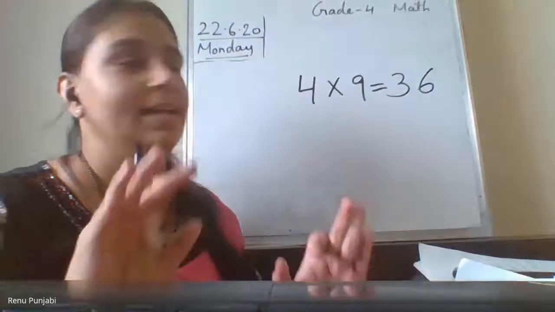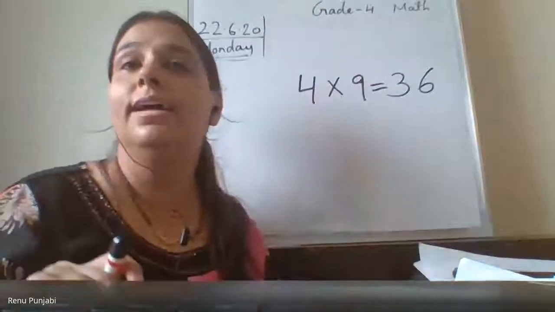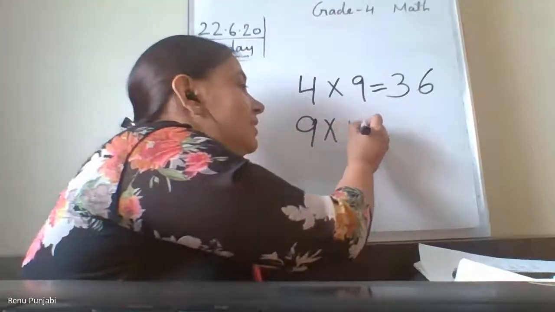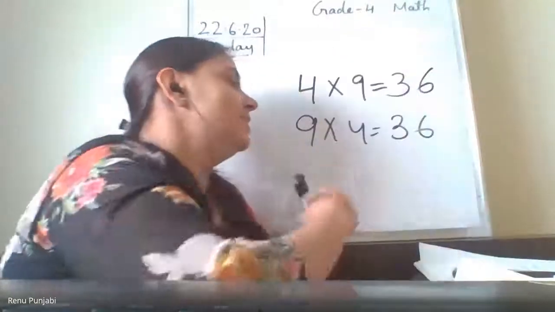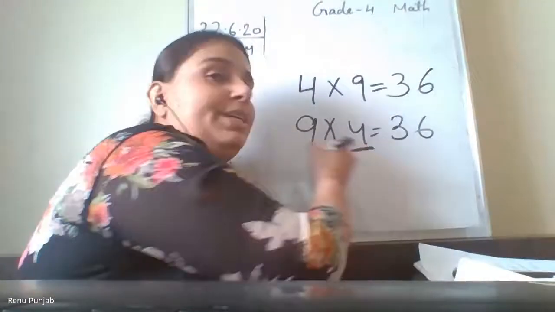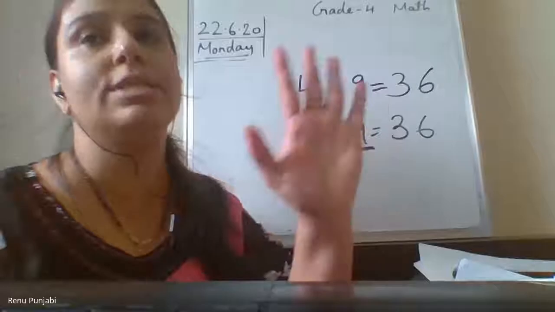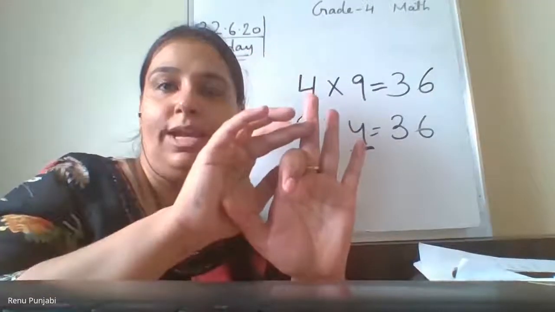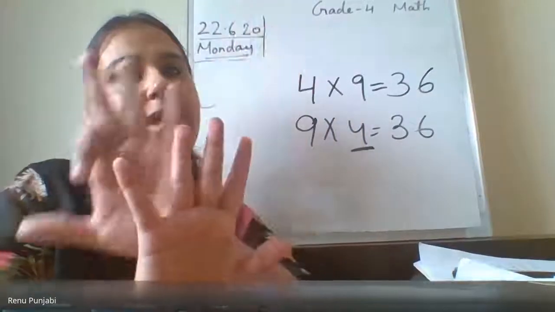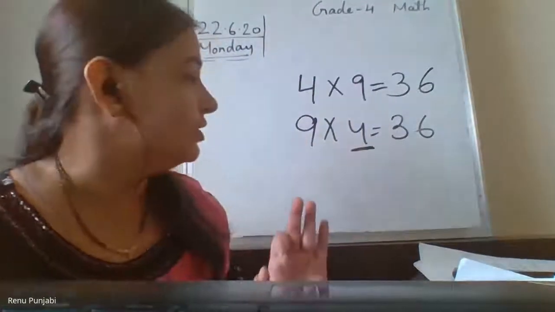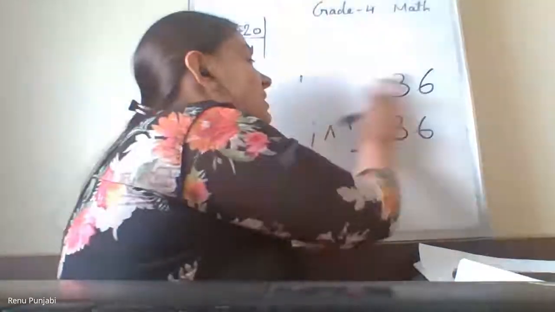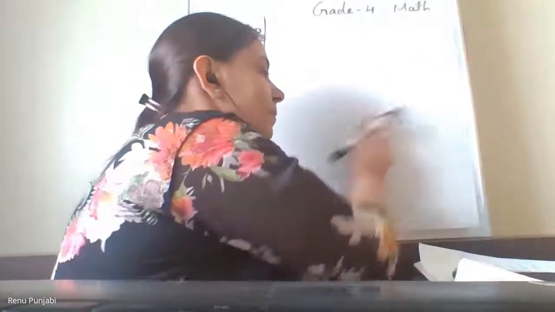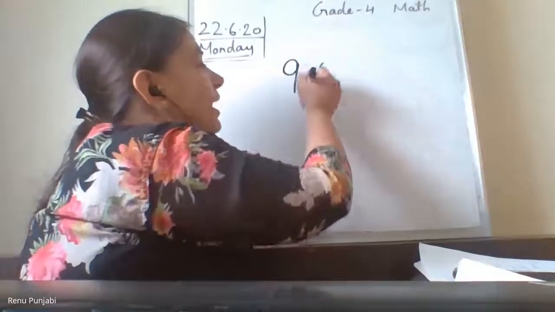So our answer is, 4 9s are 36, or 9 4s are 36. Whatever number is written here, you have to close that finger, and from the left side give them the numbers 1, 2, 3, and then count to the right hand side 1, 2, 3. So again we see more examples. If I say 9 multiplied by 7.